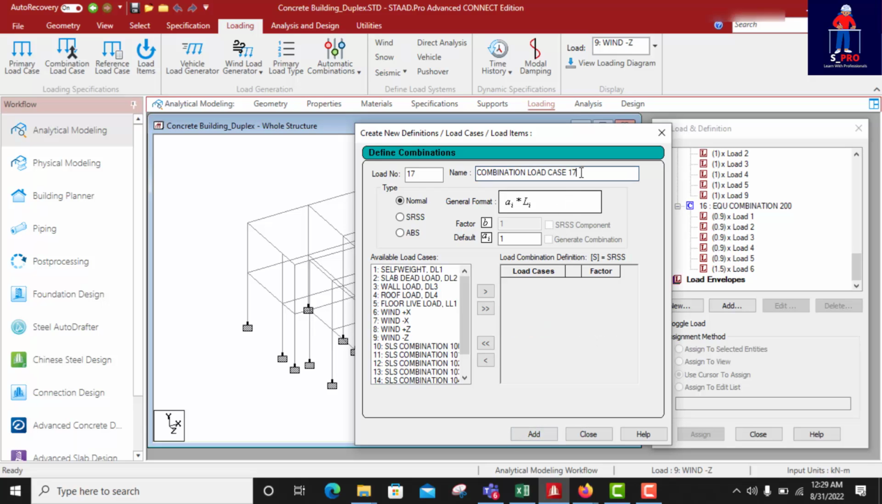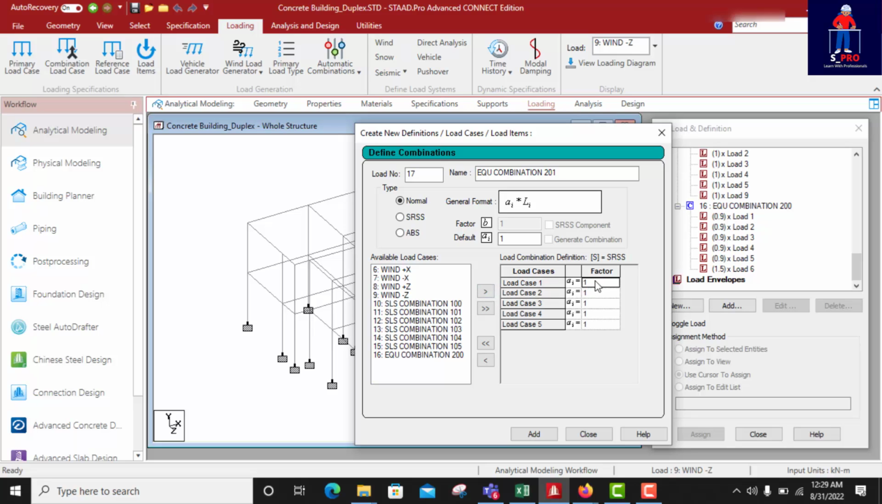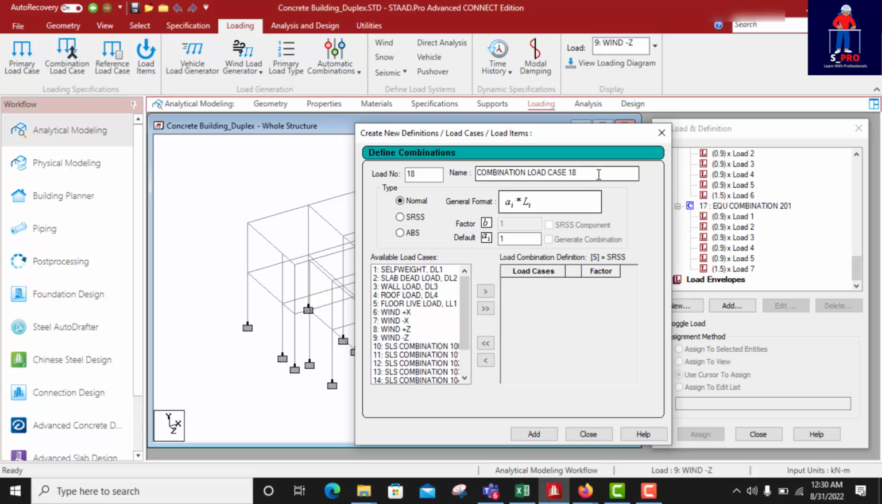We'll add 201. Can copy and paste. Wind load in minus x direction 1.5. Then 202.